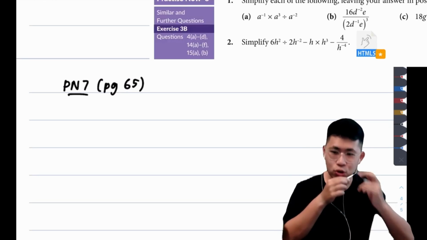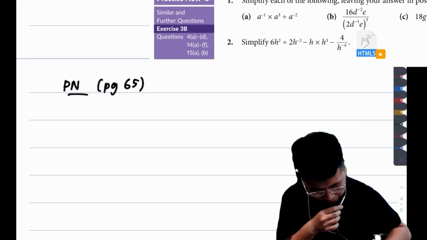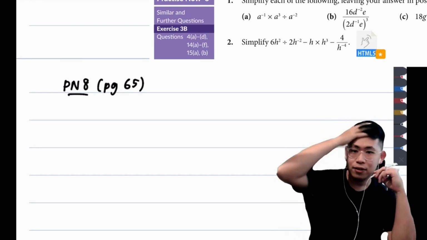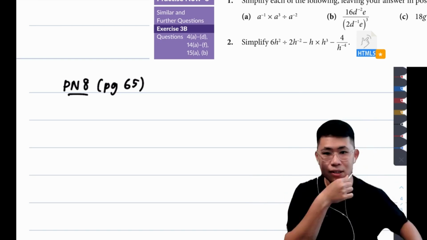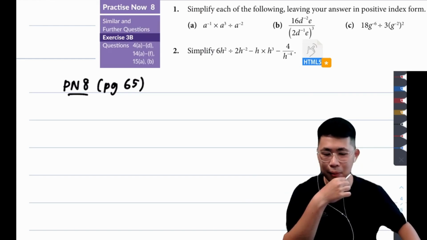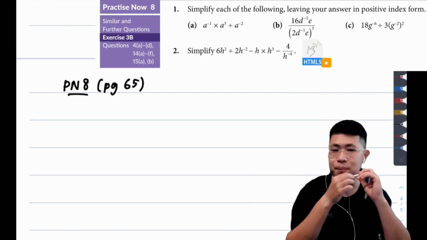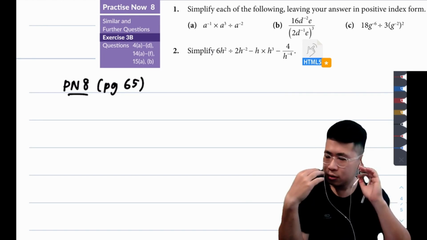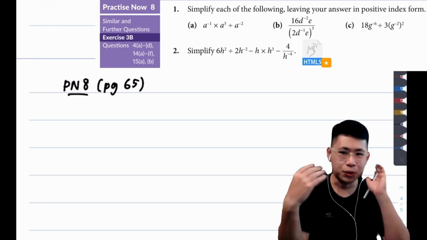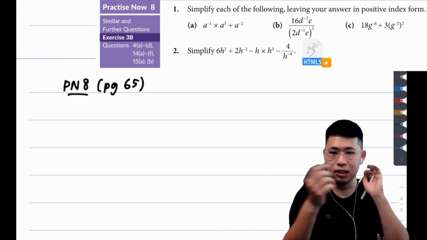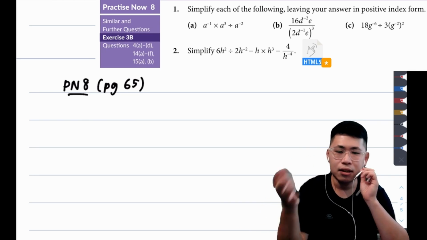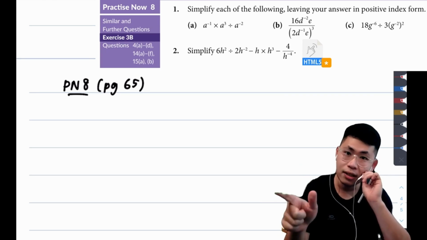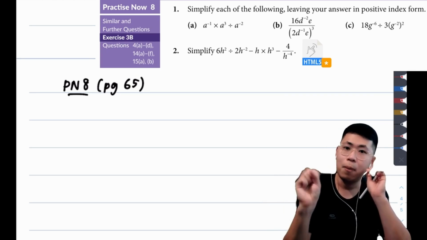Okay, now let us push on to Practice Now 8 at page 65. We now need to apply laws of indices together with our negative and 0 index, and everything will be the same. It's just that now we'll see negative numbers, now we'll see 0, and this shouldn't surprise us. So Practice Now 8, Question 1. Simplify each of the following, leaving your answer in positive index form. So our final answer, the powers must be a positive number.